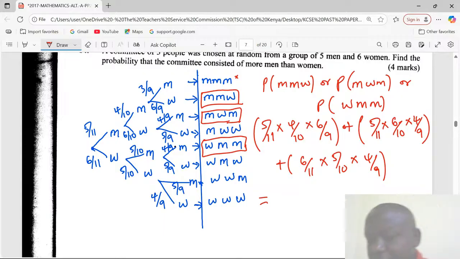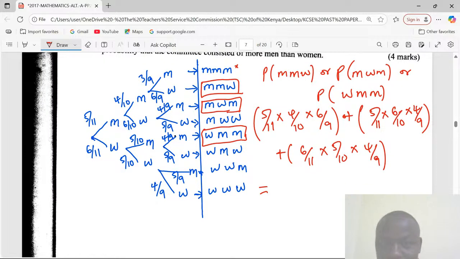So let's check these probabilities now. I'm going to use my calculator so that I may go very quickly. 5/11, 4/10, 6/9, plus 5/11, 6/10, 4/9, or 6/11, 5/10, and 4/9. I hope you're also computing, and you shall confirm with me that the final answer is 4/11.